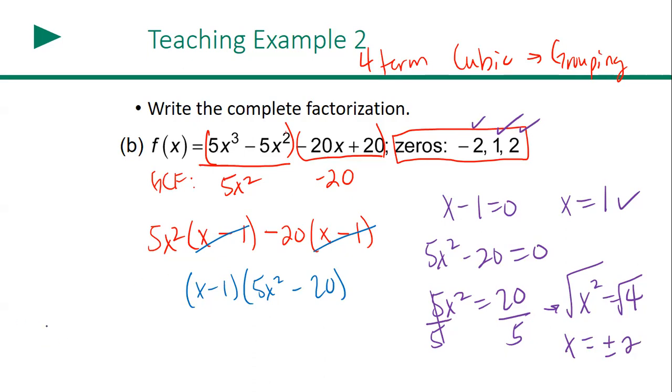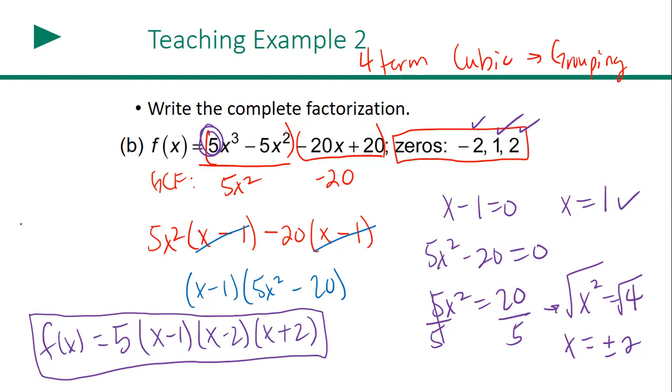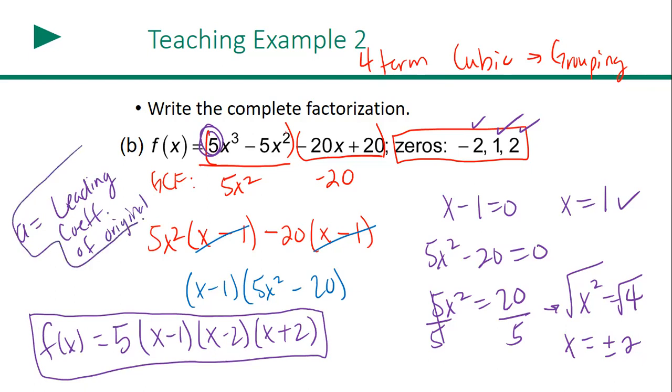All right, so when we write this in factored form, f of x equals, your a is always your original a. And what was our original a? 5. And what are our factors? x minus 1, x minus 2, and x plus 2. Perfect. Your a is always your leading coefficient. It never changes. So your a is always going to be the leading coefficient of your original.